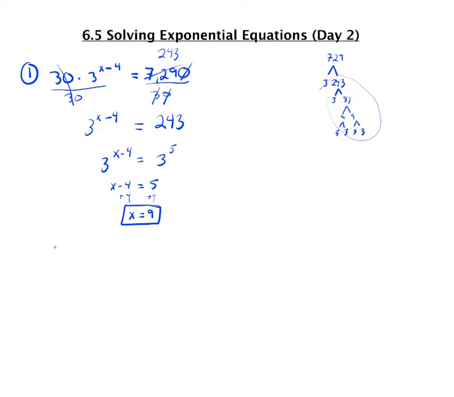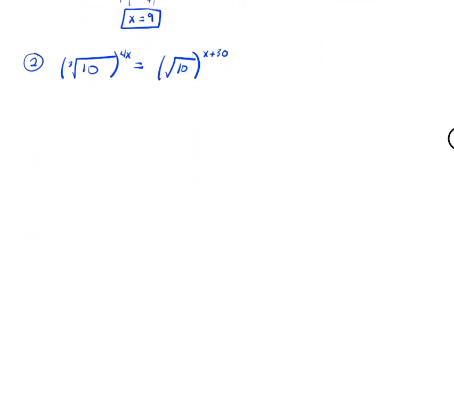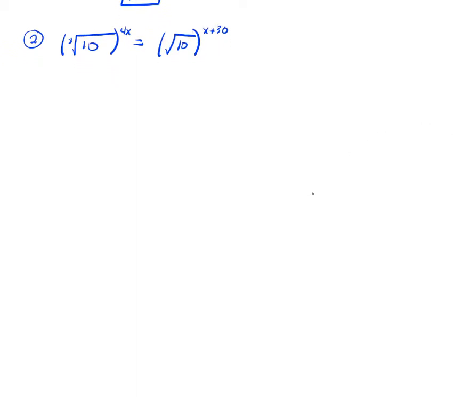So now if we go to another one, a more complex one, if we have the cube root of 10, that to the power of 4x, set equal to the square root of 10, that to the x plus 30. So even though our numbers are bigger and they look bigger, we can think about it with the same kind of idea.